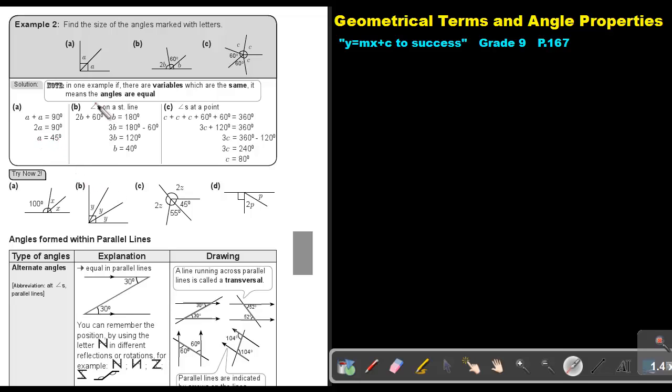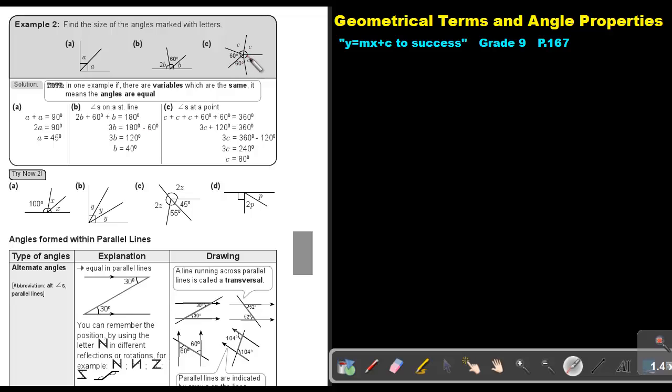Okay, let's look at number B. Now, this is a straight line, so 2B plus 60 plus B will be equal to 180. So 2 plus 1, that will be 3B. Now to cancel there, I subtract 60 and I subtract 60. So 3B is equal to 120. I divide by 3, and the value of B is equal to 40 degrees.